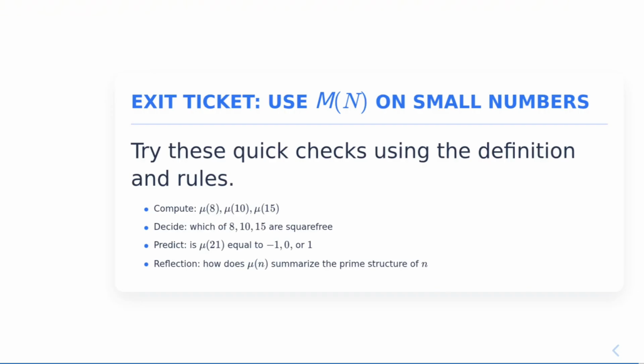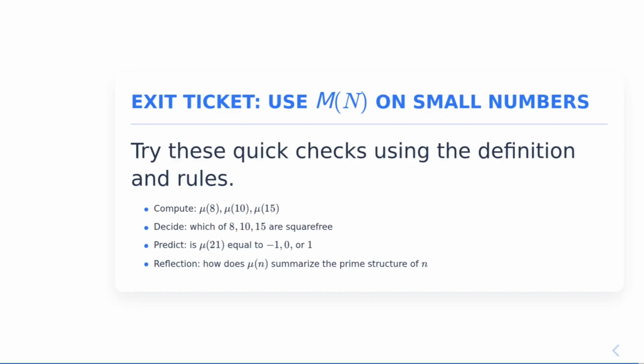For 8, the factorization is 2 times 2 times 2, so there is a squared prime, and mu of 8 is 0. For 10, we have 2 times 5, 2 distinct primes, so mu of 10 is plus 1. For 15, we have 3 times 5, again 2 distinct primes, so mu of 15 is also plus 1. Then think about 21, which is 3 times 7. Following the rule, 8 is not square free, so its mu is 0. Both 10 and 15 are square free with 2 primes, so their mu values are plus 1. For 21, it is also a product of 2 distinct primes, so I would expect its mu to be plus 1 as well. Perfect. You used the definition in exactly the right way.